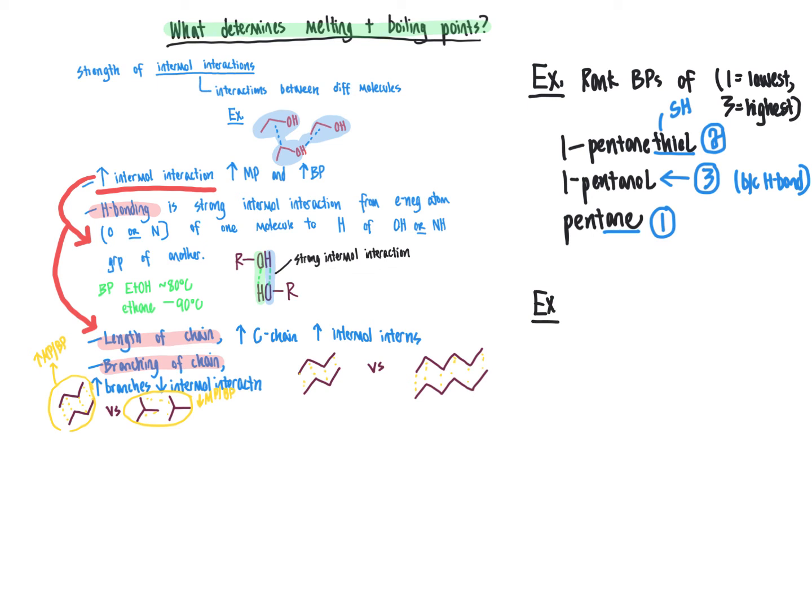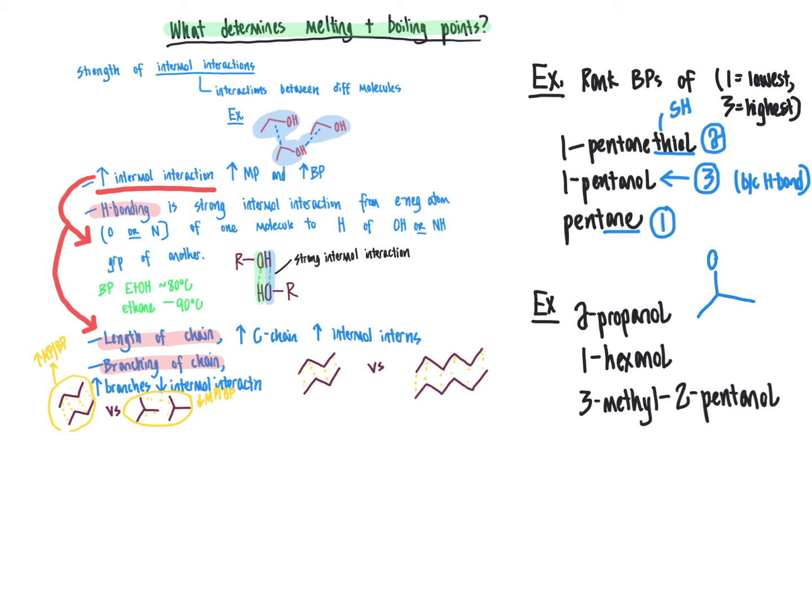So in the case of this example, we're going to rank the boiling points again for 3 substances. So in our lineup now, we have 2-propanol, 1-hexanol, and 3-methyl-2-pentanol. If we draw out those structures to get a full feel for what they look like, 2-propanol, 3-carbon chain with a hydroxy group at carbon 2, 1-hexanol, 6-carbon chain with the hydroxy group at carbon number 1, and 3-methyl-2-pentanol. Let's draw out a 5-carbon chain here. And at position number 3 of the chain, we put our methyl group. At position 2, we put our hydroxy group to give the complete structure of that.